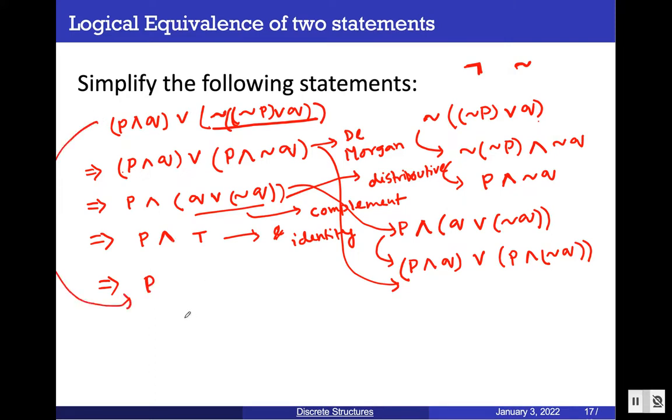So we can say that they are logically equivalent. This statement is logically equivalent to P. So this is another way: by simplifying one statement, we can find out whether it is logically equivalent to some other simpler form of a statement.